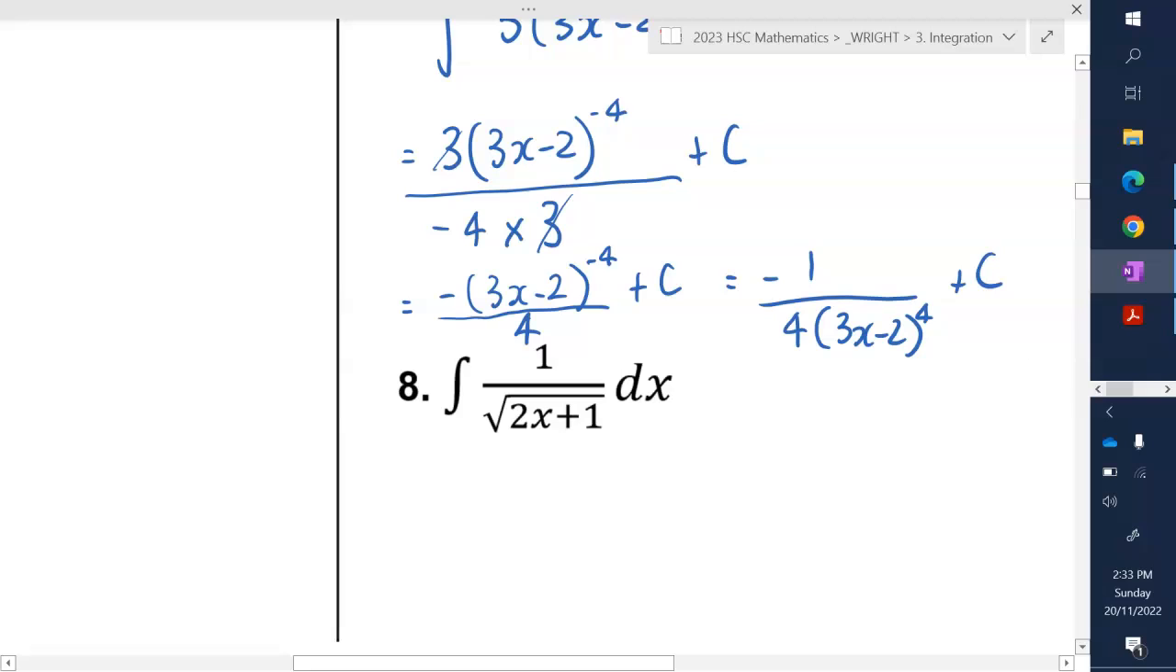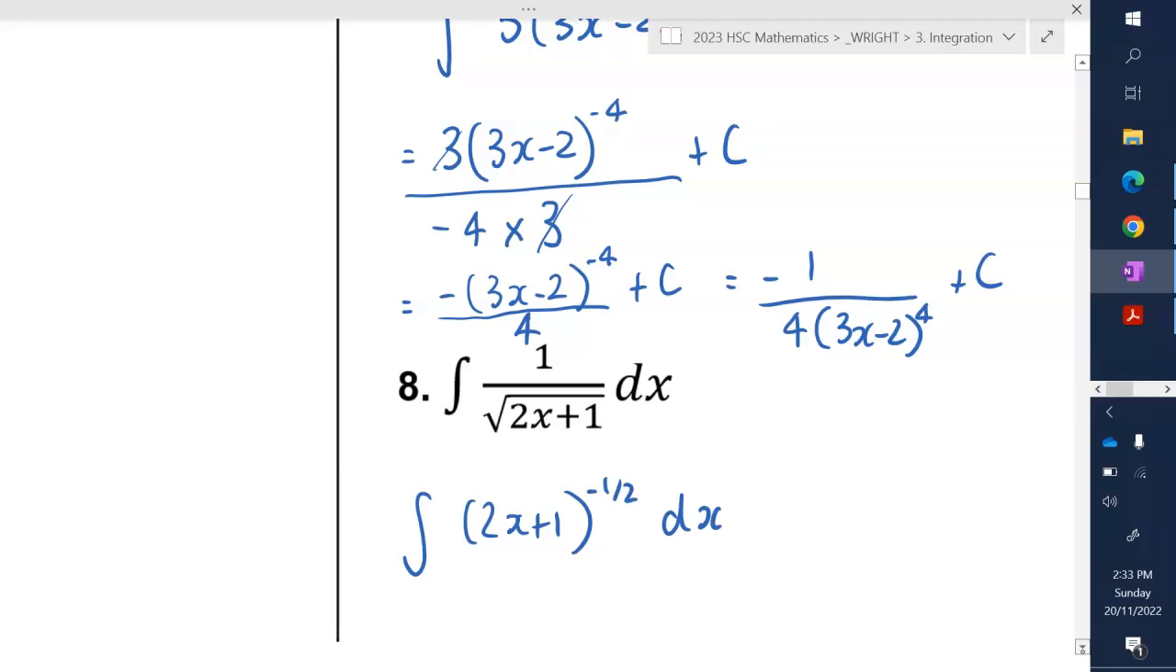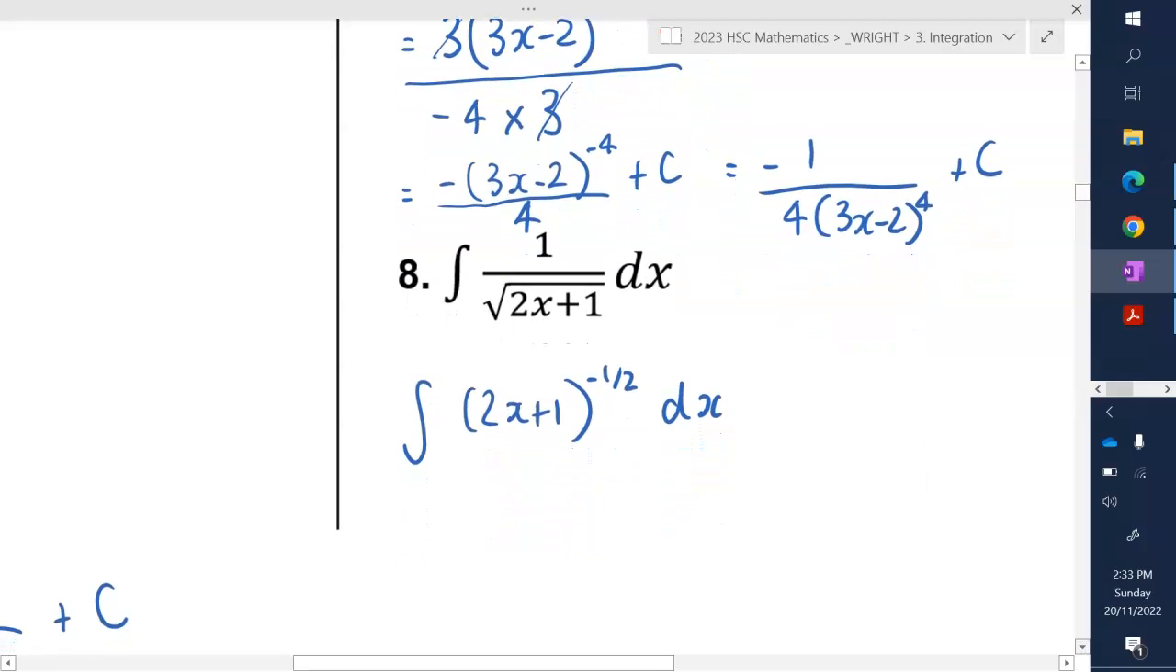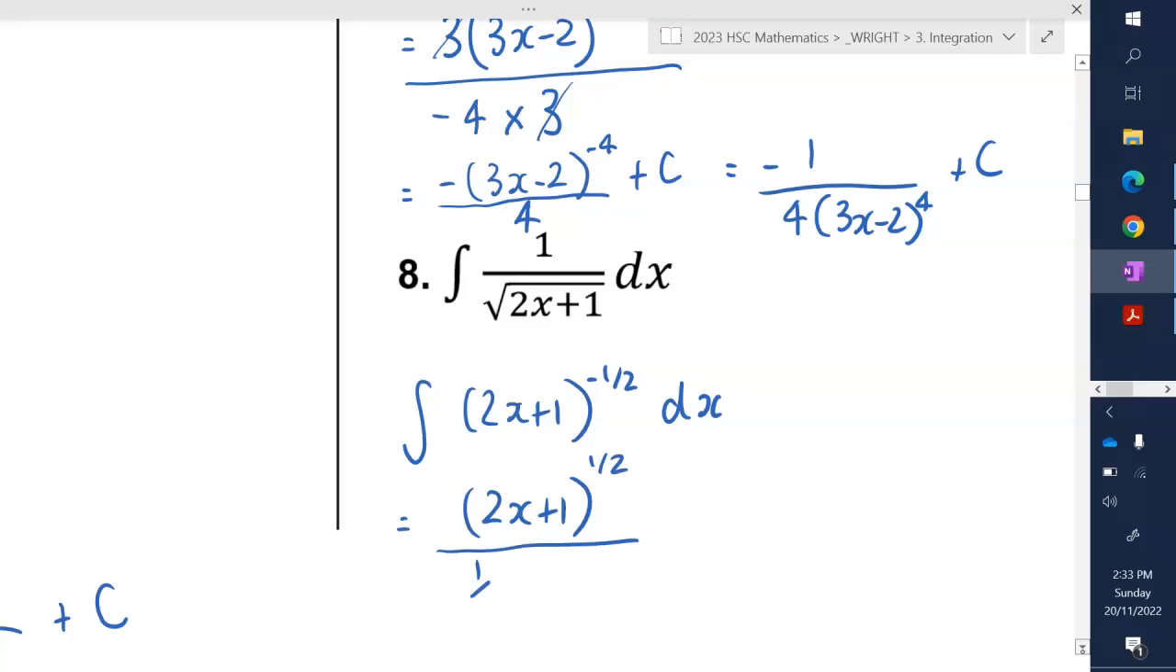Lucky last question. I think you'll have gotten this by now. If you need to pause it and do it, do that. Let's rewrite this question as 2x plus 1 to the minus 1/2. And then we're integrating with respect to x. Okay, let's do it. Quite simple. We have our function. We're going to add 1 to the index. So minus 1/2 plus 1 is 1/2. We are going to divide by that new index.